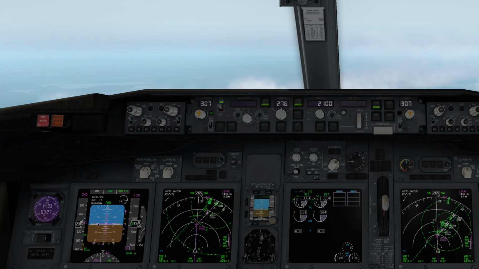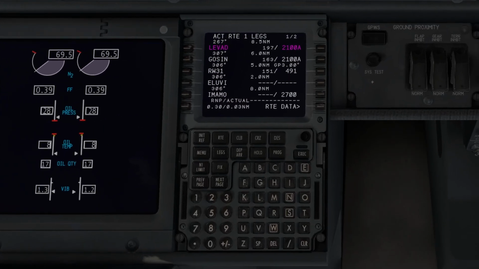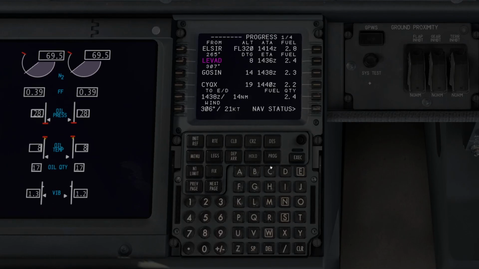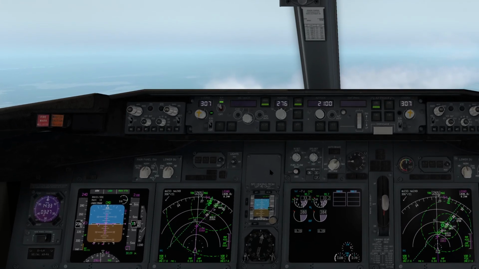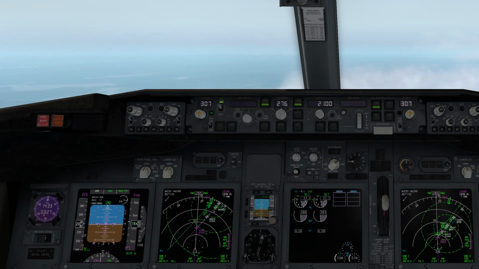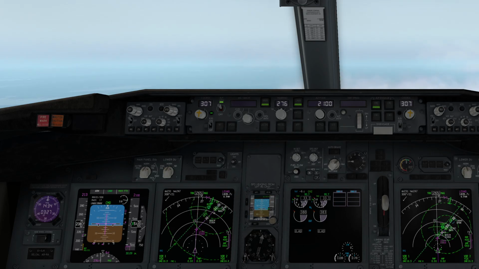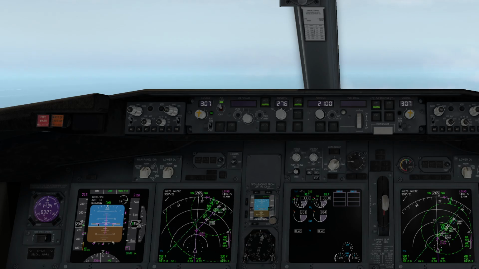The fuel, we have 2,300 remaining, and probably 100 kilos for the descent and approach. So 2.2 instead of 3. I'm not sure why it's trying to level at 5,000 feet.